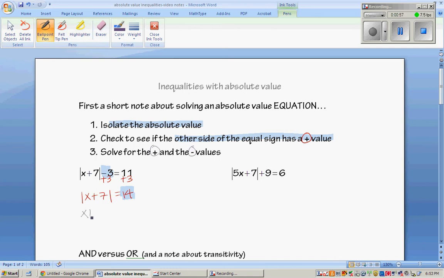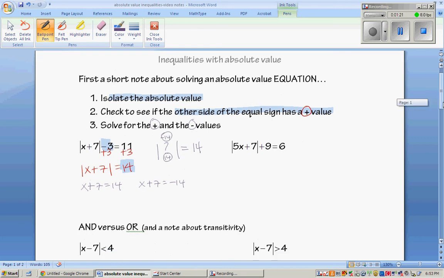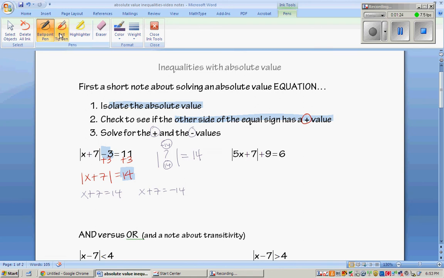We're going to solve x plus 7 is equal to 14, but we're also going to solve x plus 7 is equal to negative 14. Because as you recall, if you're finding the absolute value of something and it's equaling 14, the positive 14 version and the negative 14 version will still both be solutions. So let's solve these equations. We're going to subtract 7 from both sides so that I get x is equal to 7. But I'm also going to subtract 7 from this other problem and get that x is equal to negative 21.